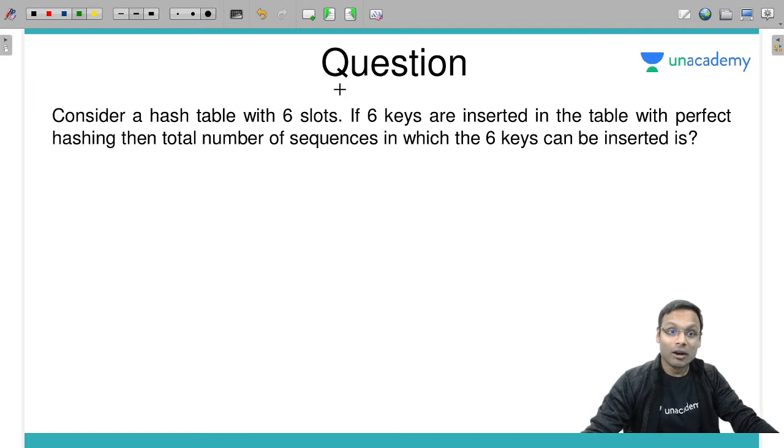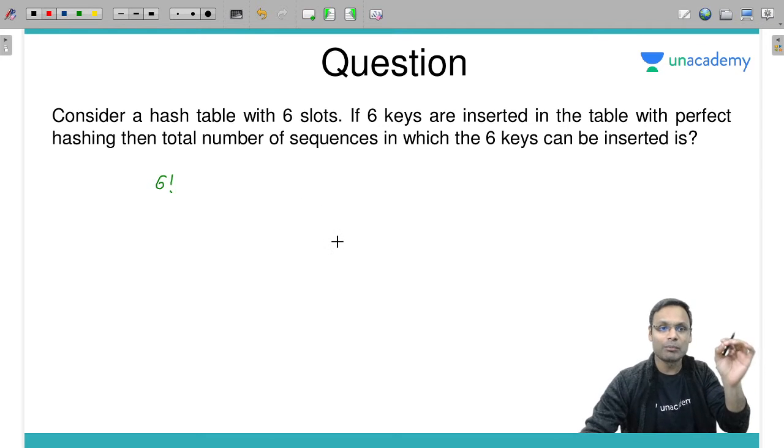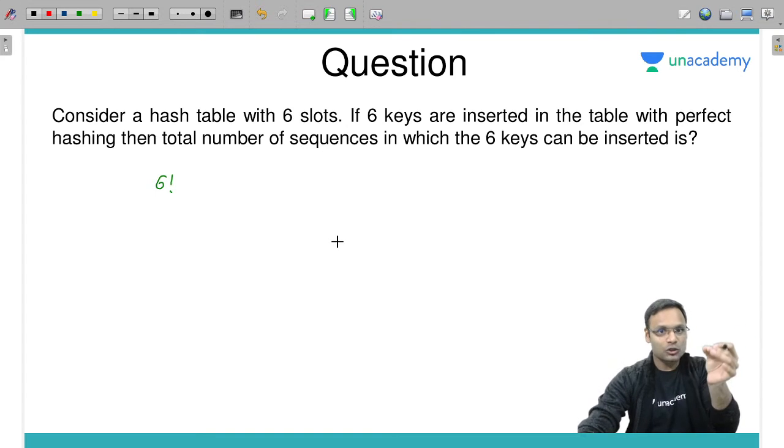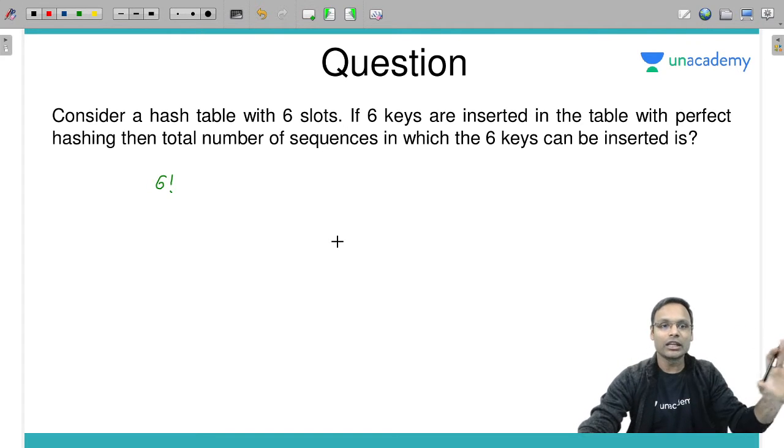Understood? So for this particular question, 6 keys can be inserted in 6 factorial way. Yes Aditya, exactly. 6 factorial is the possible number of sequence. किसी भी sequence में कभी भी कोई भी element insert कराओ, वो अपनी allotted slot पे जाके बैठ जाएगा without any collision. 6 factorial is the answer.